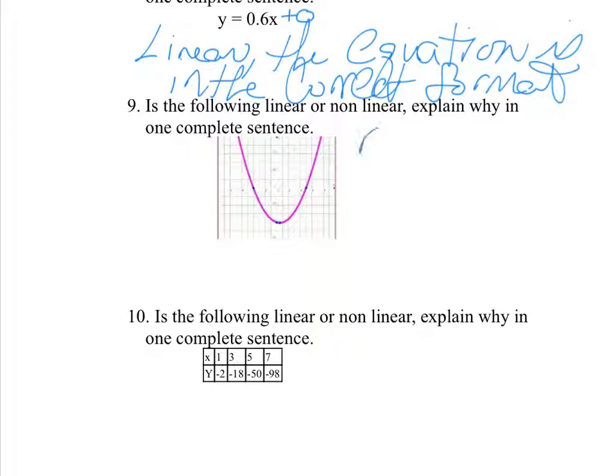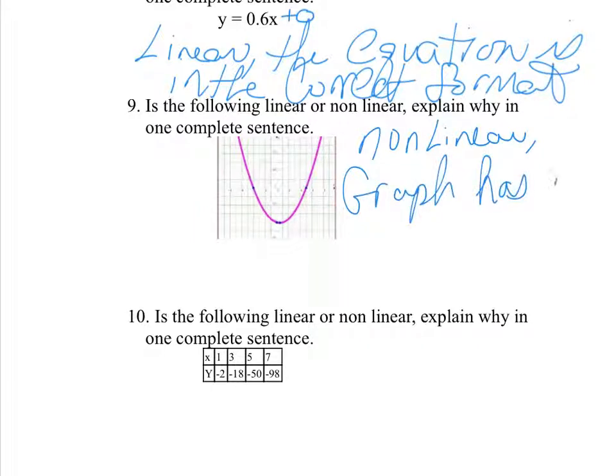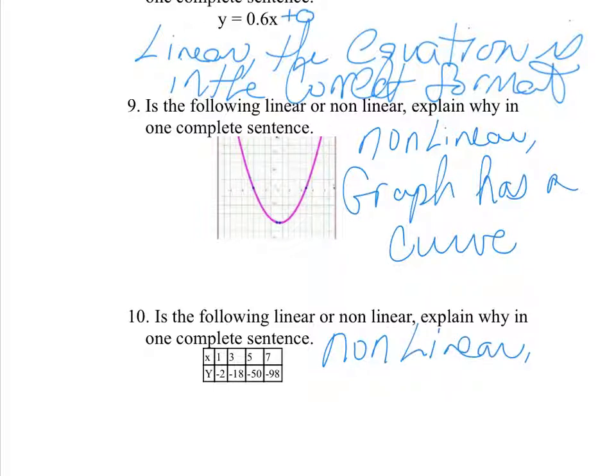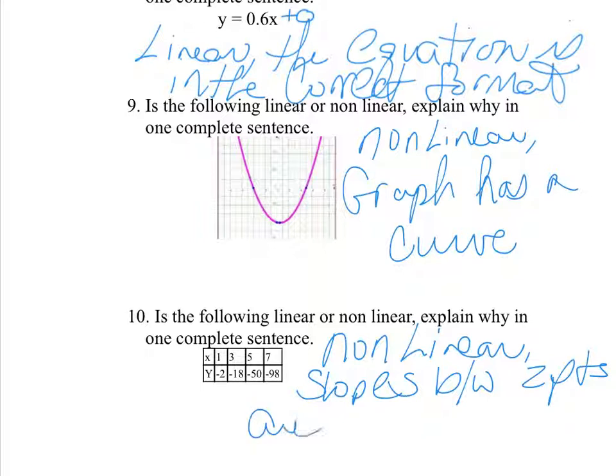9 should be nonlinear. Why? The graph has a curve to it. Number 10, nonlinear. Your slopes between 2 points are not the same.